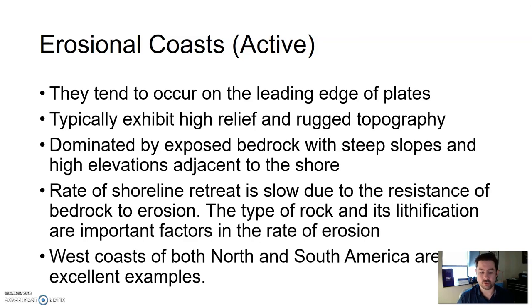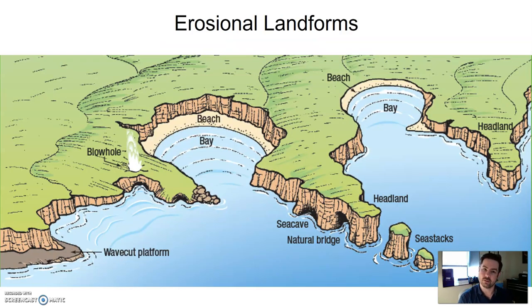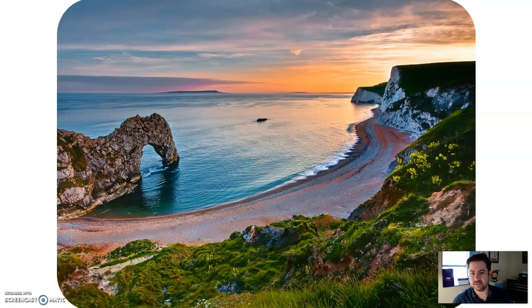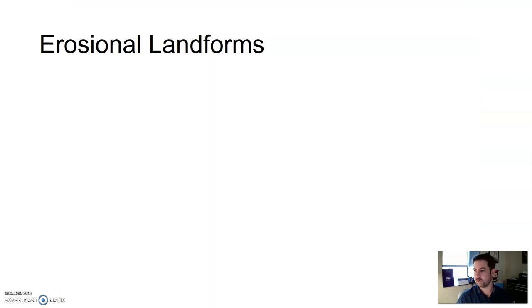So what are some erosional landforms that we might encounter on these erosional coasts? Things like wave-cut platforms, beaches, bays, natural bridges, headlands, sea stacks. And we'll go through and talk about some of these. But here is a typical view of an erosional coast. So you've got cliffs right here. You have an arch right here, a little bay with a beach right here. Very typical of an erosional coast, typically near an active margin. Not always, but typically.